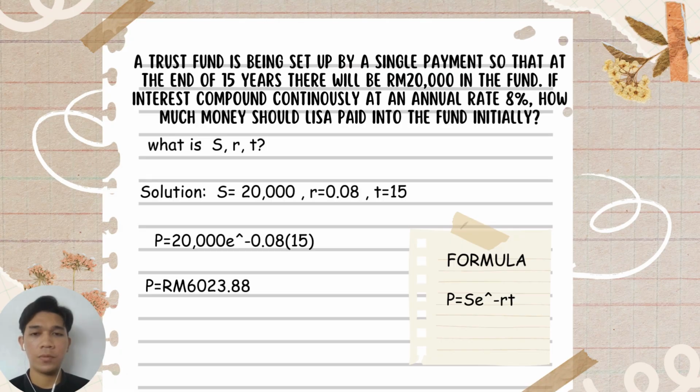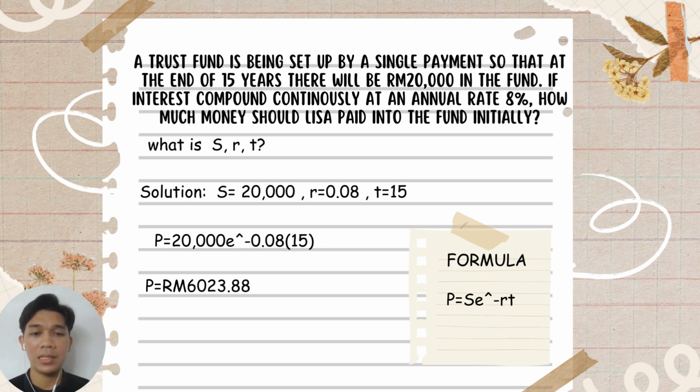Okay, now let's move to the question. A trust fund is being set up by a single payment so that at the end of 15 years, there will be 20,000 in the fund. If interest is compounded continuously at an annual rate of 8%, how much money should Lisa pay into the fund initially? So, what is S, R, and T? The solution is S is equal to 20,000, R is equal to 0.08, and T is equal to 15.